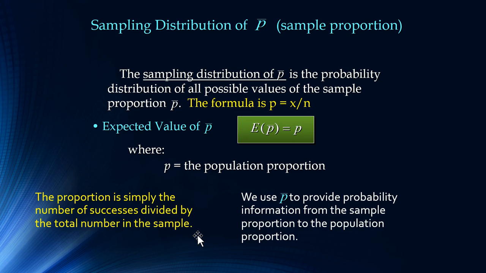Again, let's go back to who voted for the president. We sampled 100 people, and 60 of them said, yes, I voted. Well, X is the number of successes, so that is 60 divided by N, which is 100, the total. And here we go, okay?